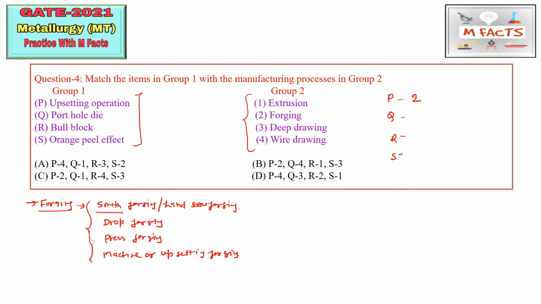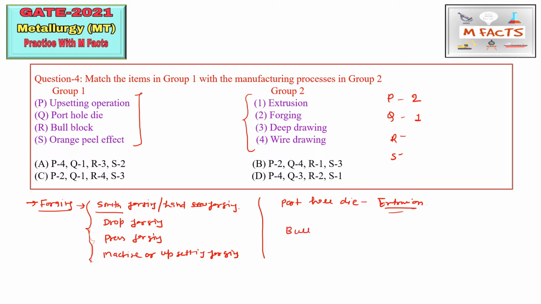Next is the porthole die. This porthole die is basically used in the extrusion process. The porthole die is used for high quality extrusion. So Q we can match with extrusion, so Q we can match with 1. The next is bull block.